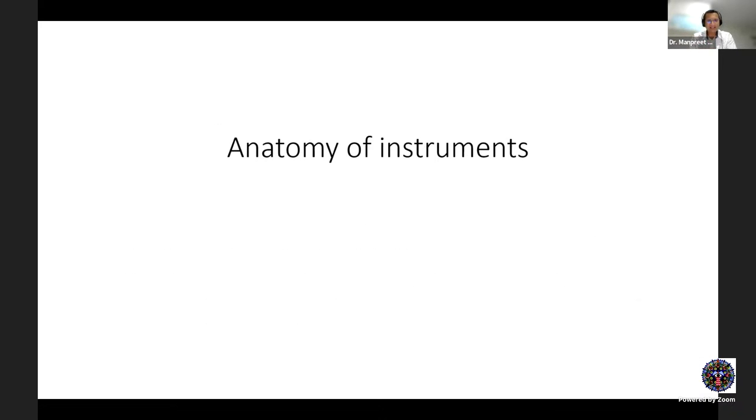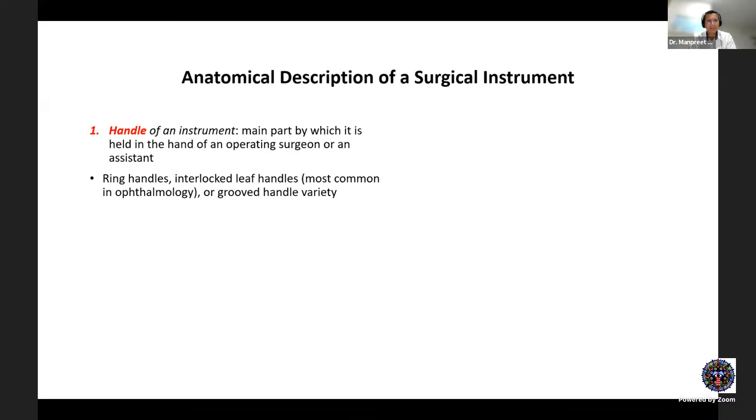So let's come to the basic juice of the presentation. That's the anatomy of the instruments, how the instruments are described. We talked about how they are divided into two types, sharps or blunts, and then how they look and what their functions are, all seven functions we have described. So for the anatomical description of a surgical instrument, I will start with the first, the handle, how we handle that instrument.